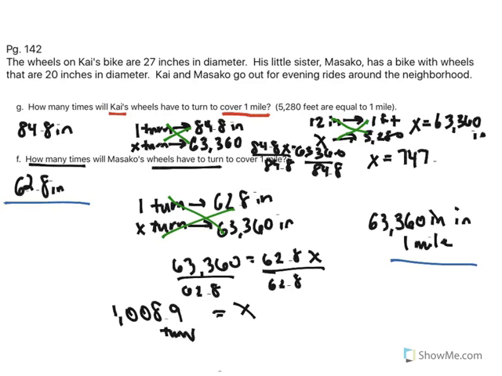turns. You can't have 0.9 of a turn, right? That doesn't really make any sense. So we're going to use our critical thinking to determine the wheel will need to turn 1,009 times in order to cover 1 mile. And that is the answer to our question.